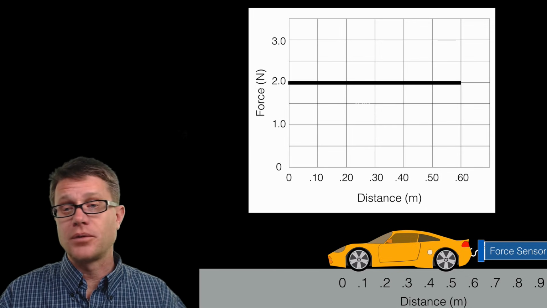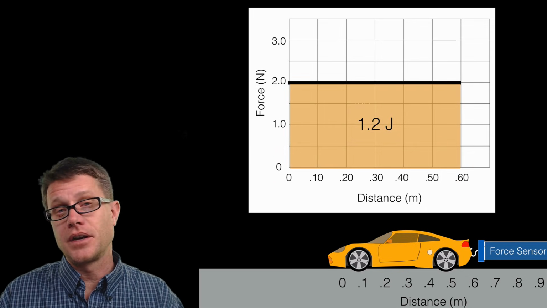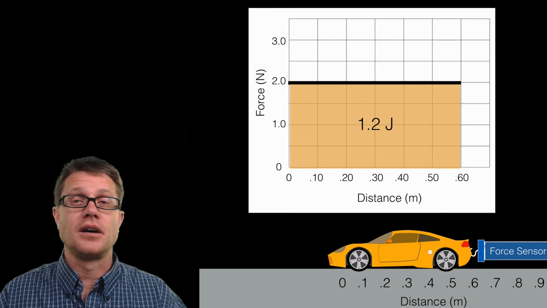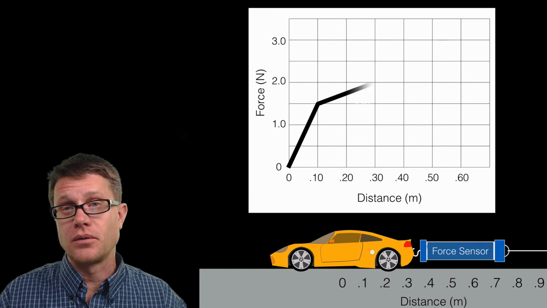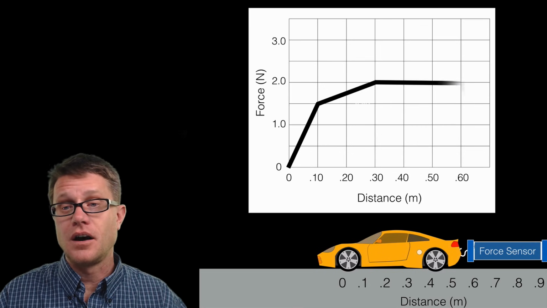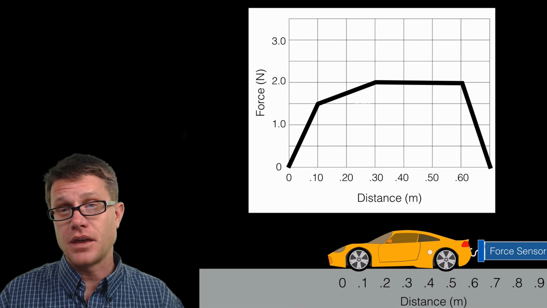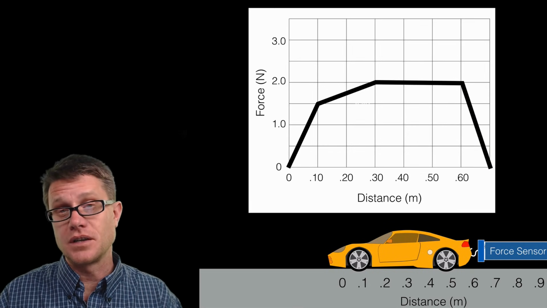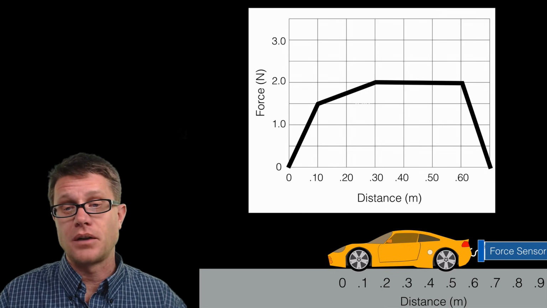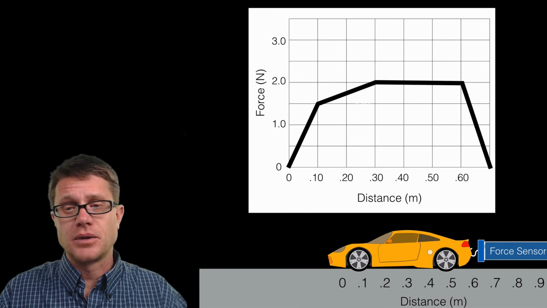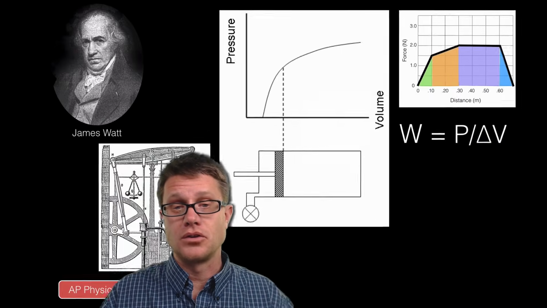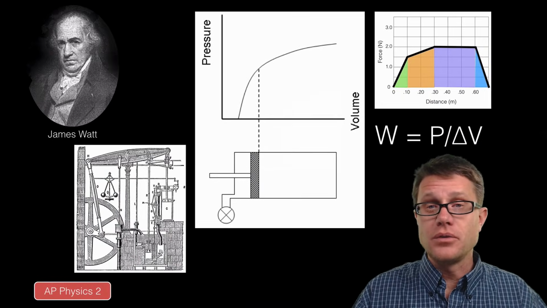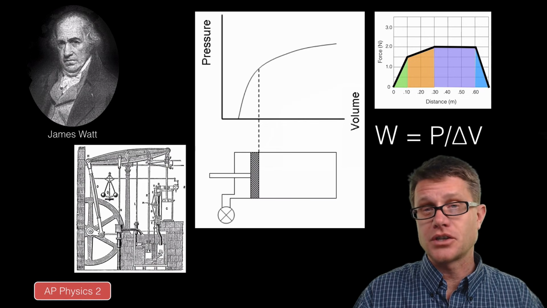But since we have it on a graph, what's neat is I can simply calculate the area under that curve, and that's going to tell me the amount of work that I've done. And even if I apply different forces over that distance, all we have to do is figure out the area under that curve of a force versus distance curve, and that's going to tell me the amount of work. So without using calculus, we could just break it into these different little shapes and figure out the amount of work that we're doing. Now, James Watt knew this, and he was able to apply it to pressure and volume.